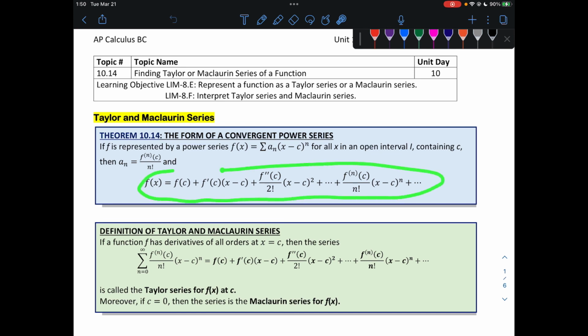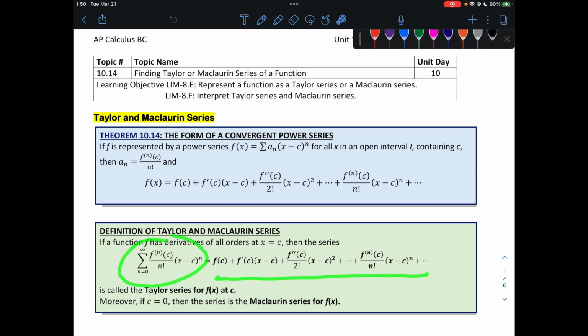like this. It should look very familiar, like a Taylor polynomial with each term added together, right? So the definition of a Taylor or Maclaurin series: if a function f has derivatives of all orders at x equals c, then the series is basically our Taylor polynomial with each term added together. So we call it a Taylor series. Moreover, we talked about this before as well. If c is equal to 0, then the series is called the Maclaurin series for f of x.